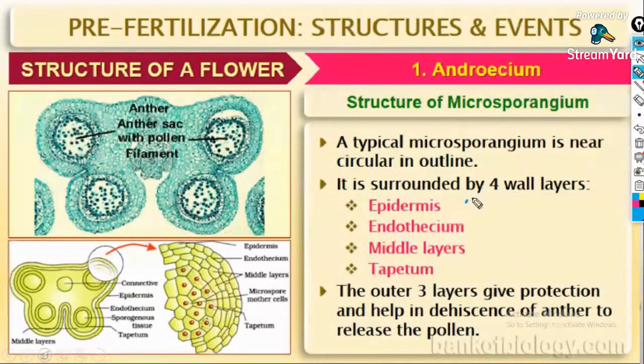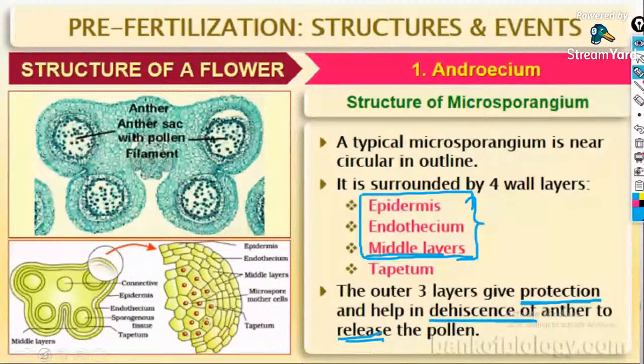The first three layers, from epidermis to middle layers, give protection and help in the dehiscence of anther. What do you mean by dehiscence of anther? Dehiscence means opening of the anther, in order to release the pollen grain. So these help in the dehiscence of anther and also provide protection to the pollen grain. And what is the function of tapetum? Tapetum is a nutritive layer, which nourishes the developing pollen grain.